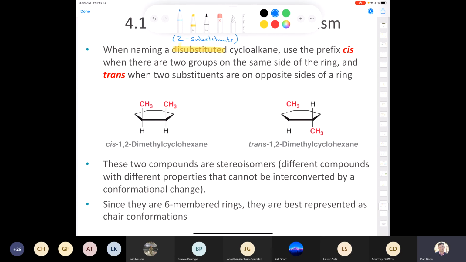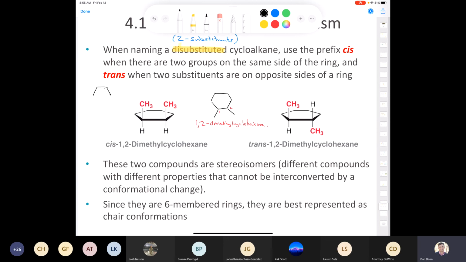We can use the prefix cis when there are two groups on the same side of the ring, and trans when the two groups are on the opposite side of the ring. So look, if I was just to draw this in 2 dimensions with no dashes and no wedges, let me draw it this way. Okay, if I was to draw this and put a methyl group here and a methyl group here, right? Let's go back to last lecture. The longest carbon chain has 6 carbons. So this is some kind of cyclohexane. I give the first substituent the lowest possible number. I could go this way or I could go this way. It doesn't matter in this case because this compound is symmetrical. But this would be called 1,2-dimethylcyclohexane.